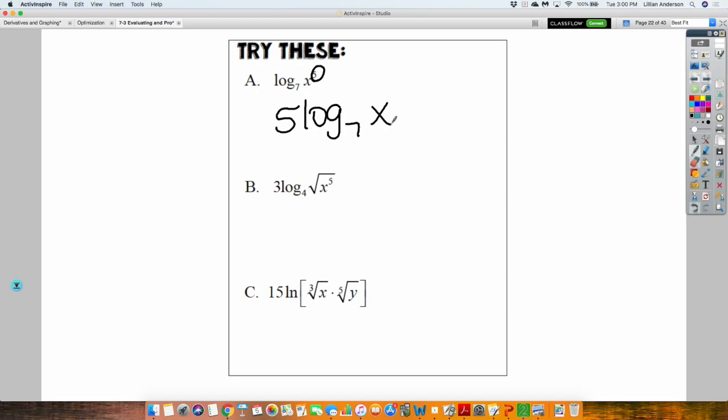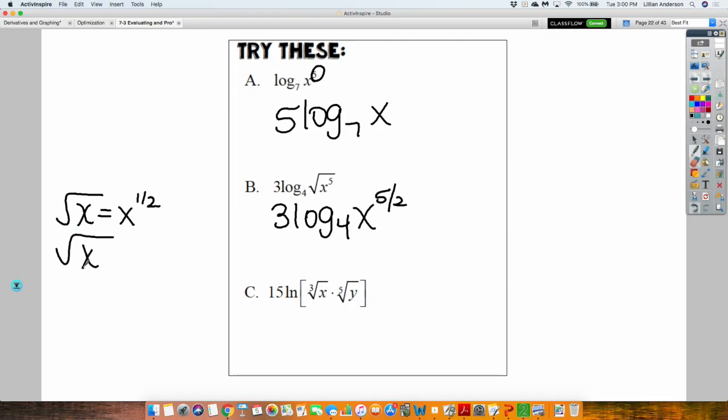Before I can work with b, I'm going to have to change that, not to 1/5. This becomes 5 over 2. Since there was already an exponent in there, remember, the square root can be changed to x to the 1/2. So if there's already an exponent in there, you just multiply the two together. And then from there, I can bring the exponent to the front. 5/2 times 3, which is what? So this becomes 15/2 log base 4 of x.